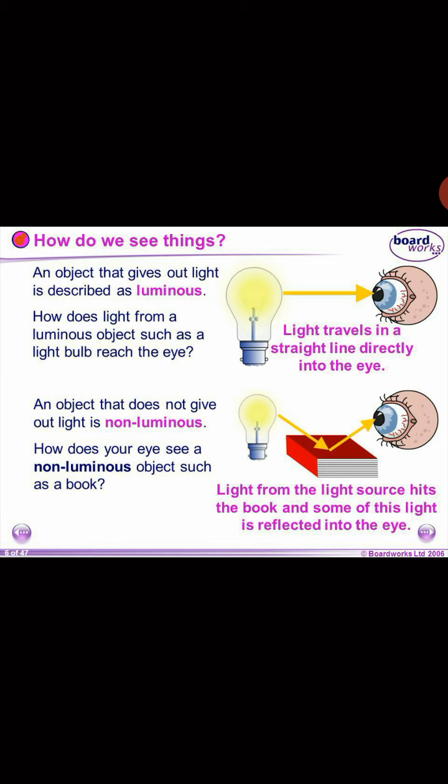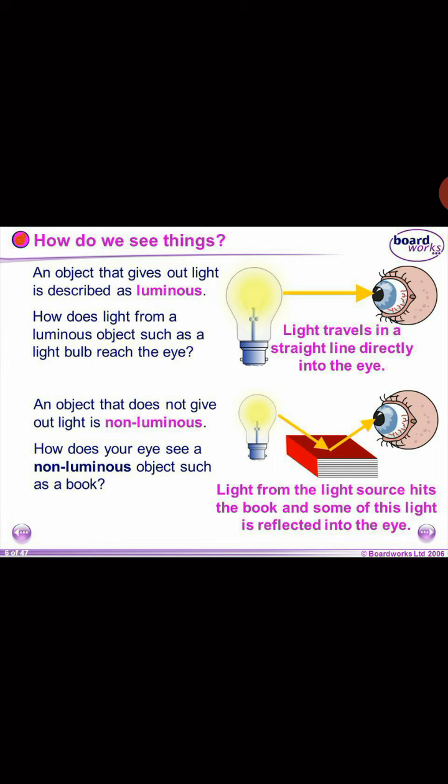But what if the object is non-luminous? For a non-luminous object, a light source has to be used. As you can see in the second image, the book does not have its own light, so you need to use a light source. Here a bulb is used as a light source. The bulb's light will hit the book and then it will get reflected into our eye. So we can then see the book.